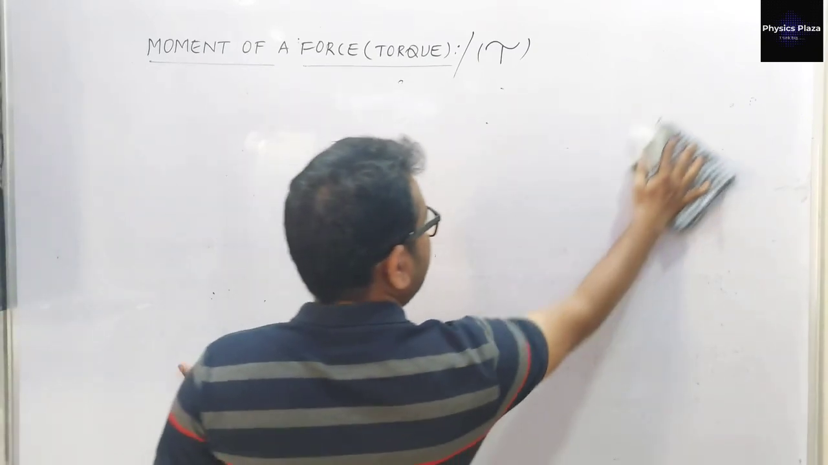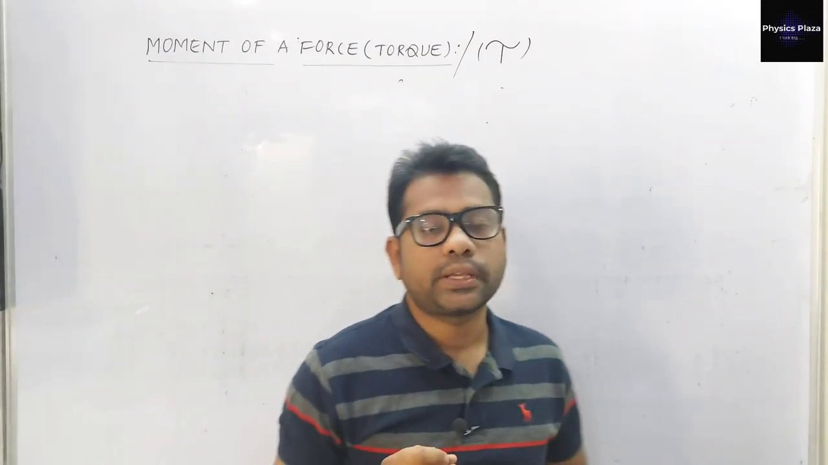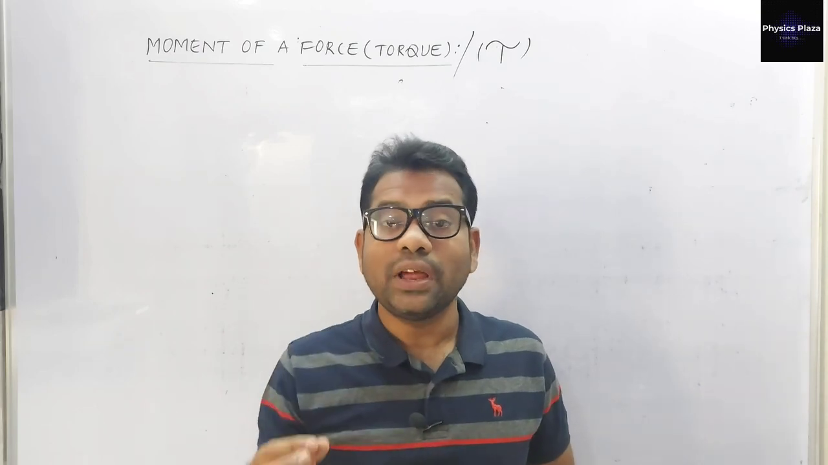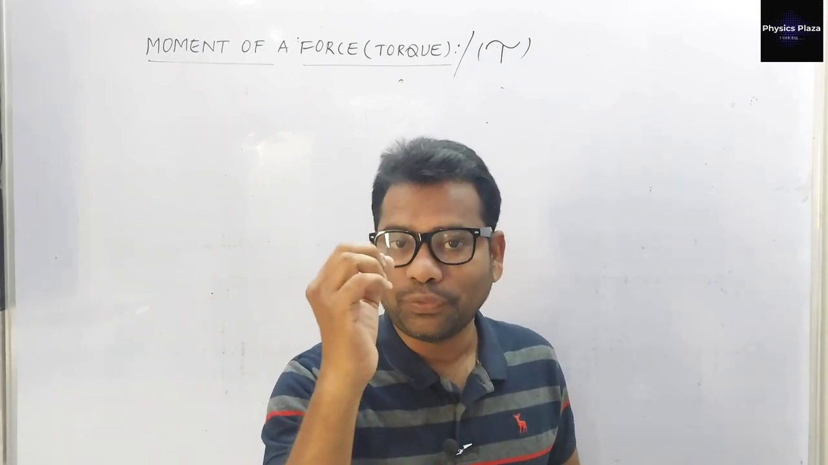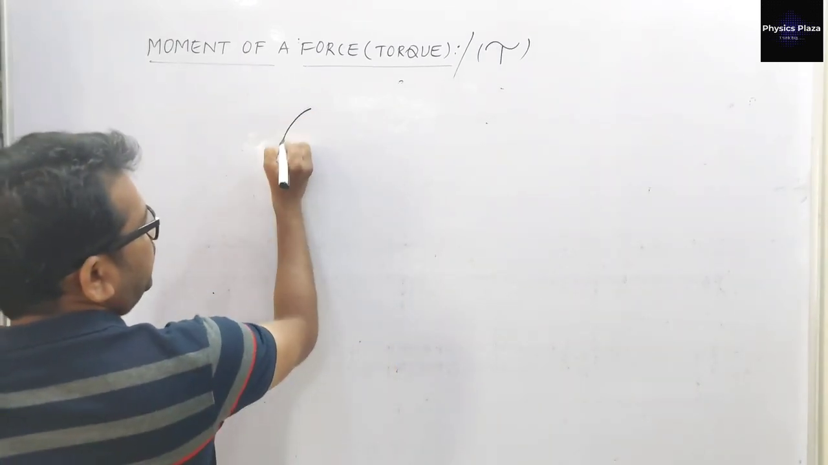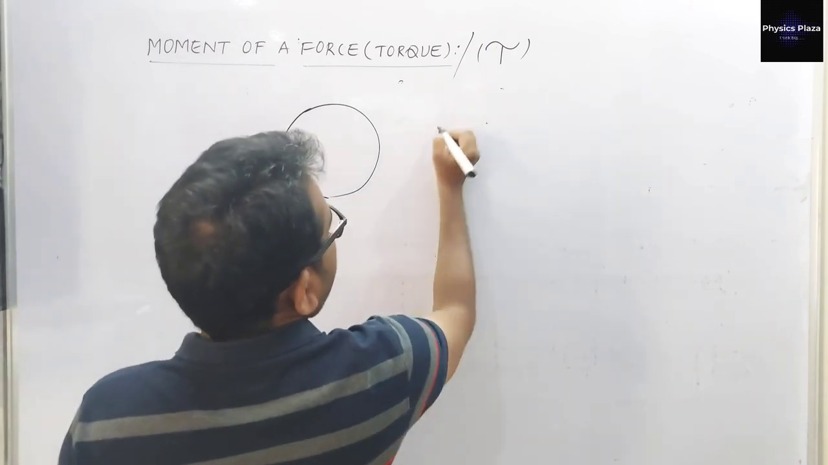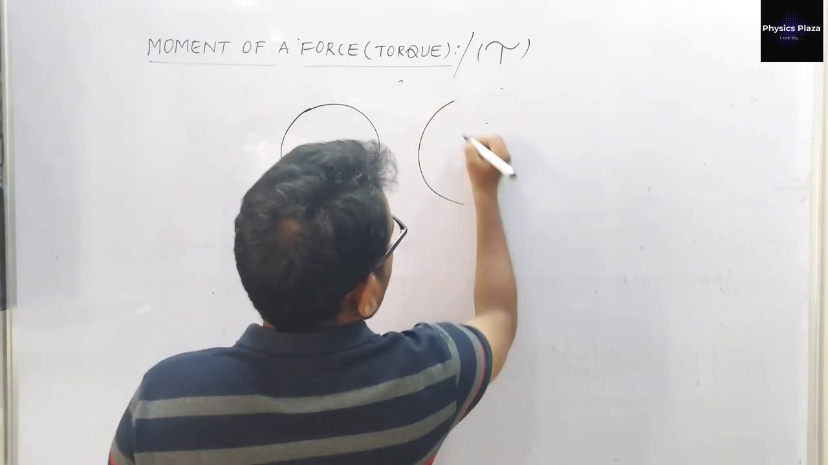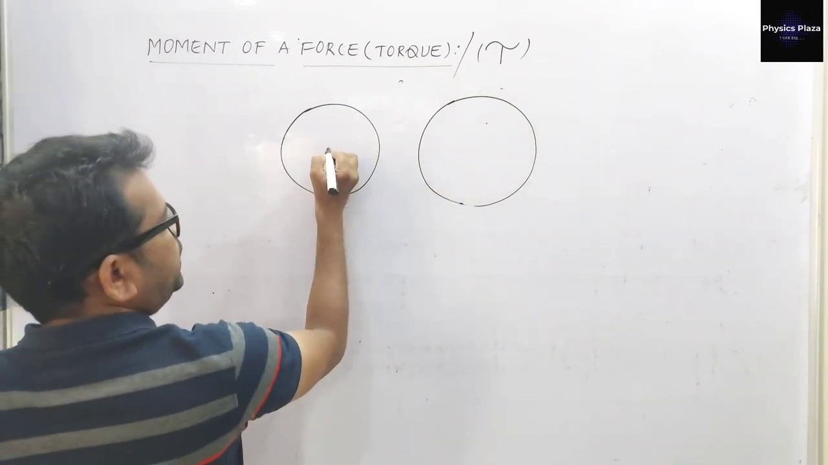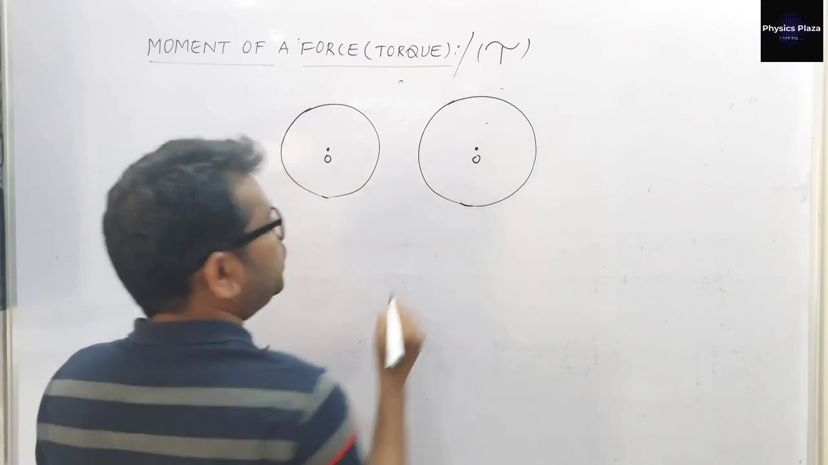Now children, let us see. One important question can be asked in the exam: how can we change the direction of rotation of an object without changing the direction of force? Children, it's very important. Look here. Let us take two identical circular discs. Both are pivoted at point O.